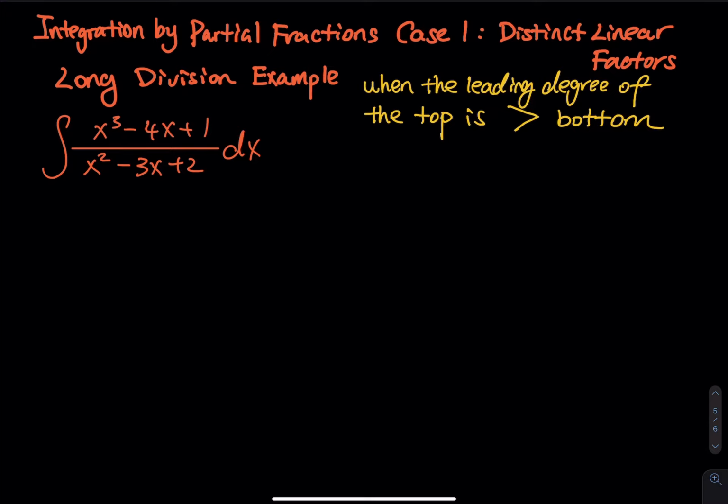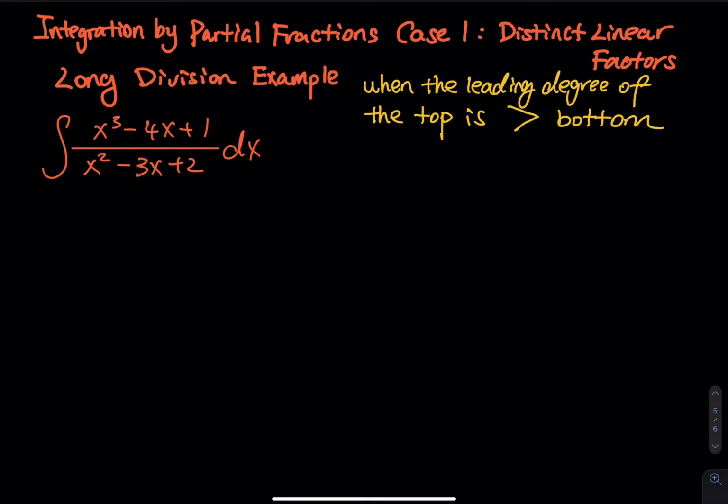So what is leading degree? The leading degree is the highest degree. So the highest degree on top is 3. The highest degree on the bottom is 2. So top is greater than bottom. We will have to use long division to reduce the degree a little bit.